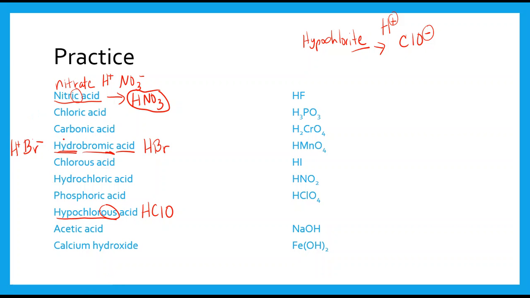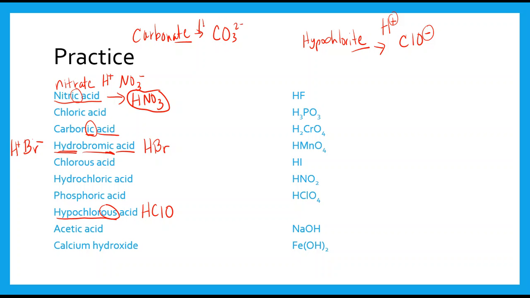One more here on this side before I go over to the other side. Let's look at carbonic acid. What does the ic tell you? What am I looking for? I'm looking for ate, so I'm looking for carbonate. What is carbonate? I need the formula and charge. I need to figure that part out. I'll tell you it's CO3, and the charge is -2.